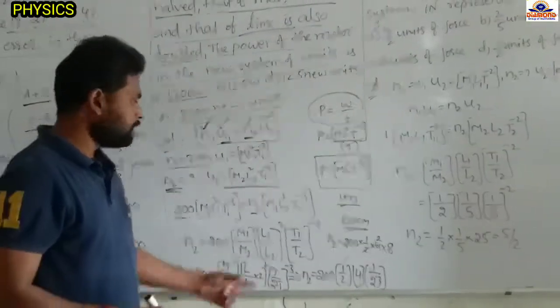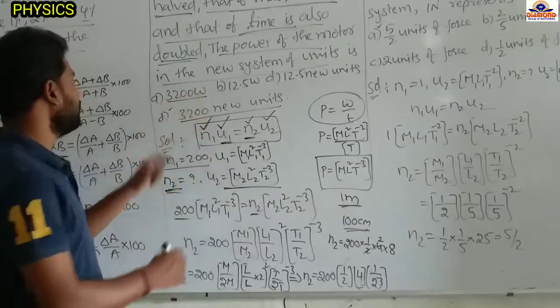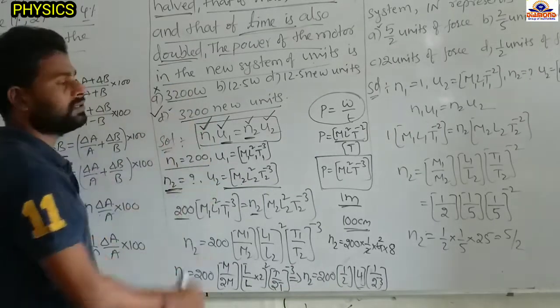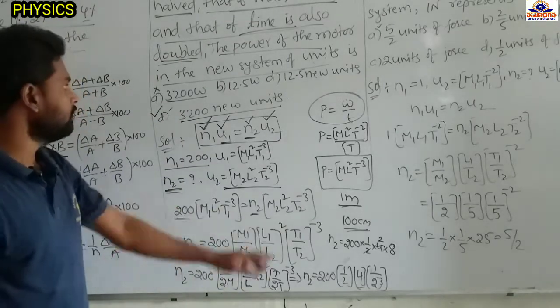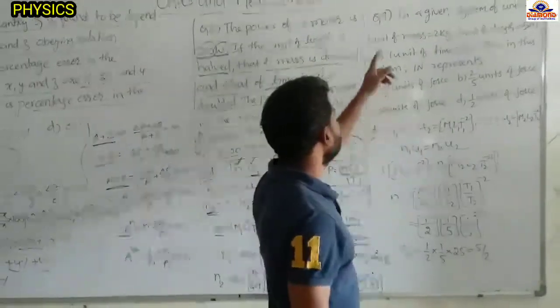Here n2 is a numerical value, so we should not keep the unit watt, so A is the wrong answer, and 3200 new units is the right answer. Check it, we are finding the numerical value, and we found the numerical value n2. Okay, and next let us see the ninth question.